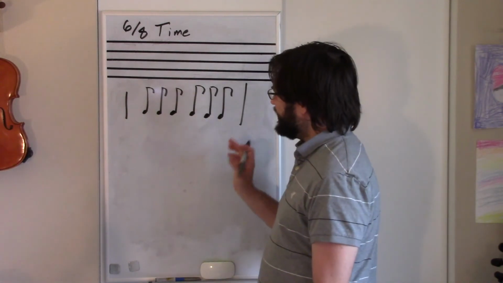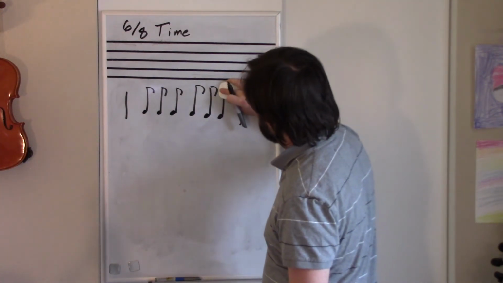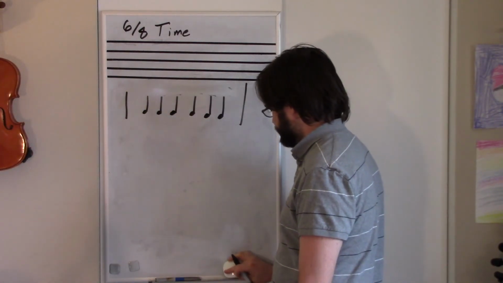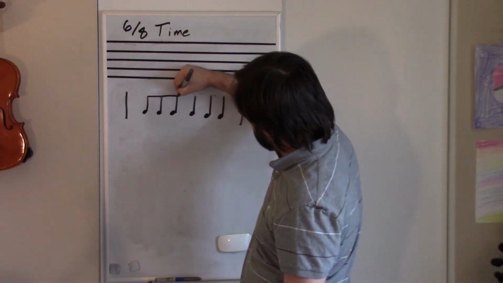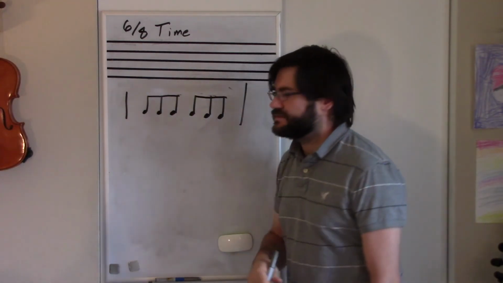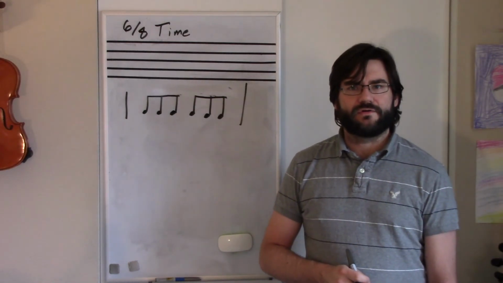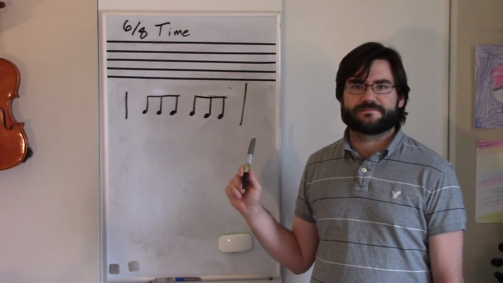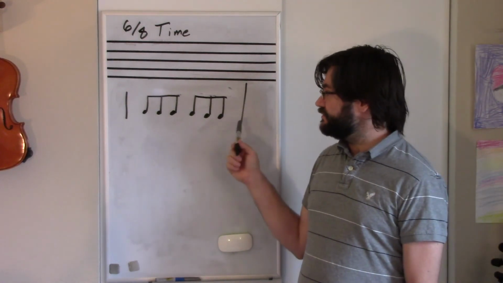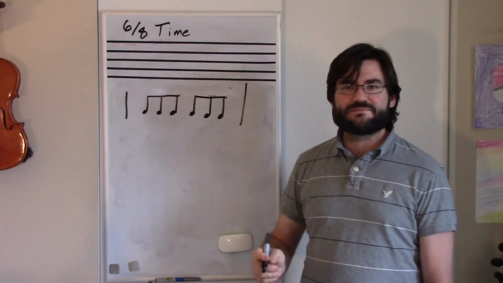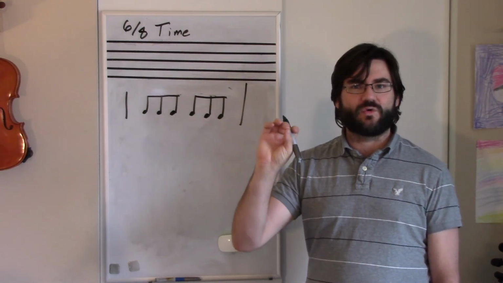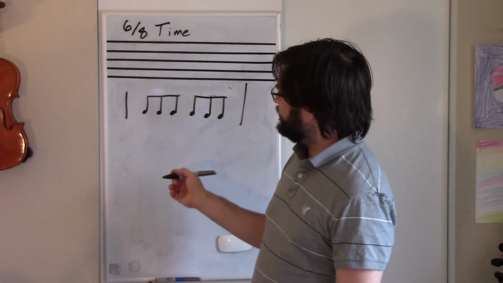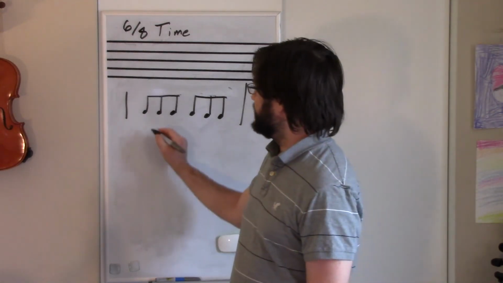Well, we can change this up just a little bit. Instead of thinking in 6 individual notes, we combine them into 2 sets of 3. Oh, that looks a little more familiar. That looks like what we just did in our triplet lesson. Well, you are correct. You're fitting 3 of these notes inside of one larger beat.